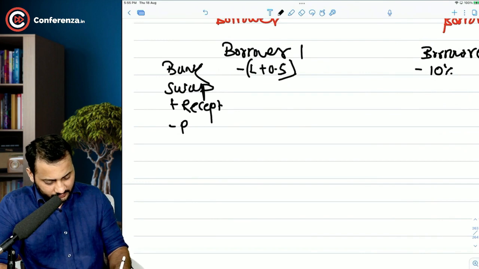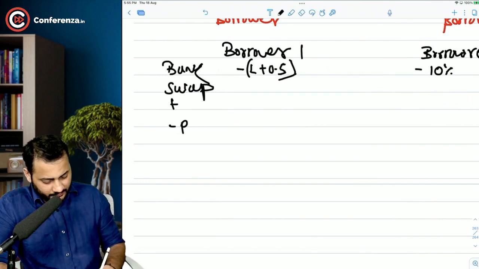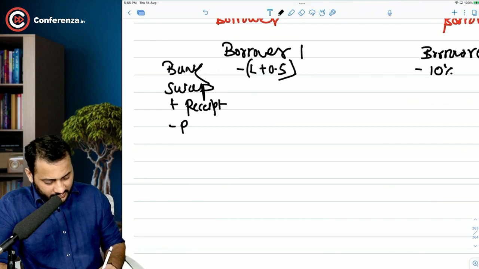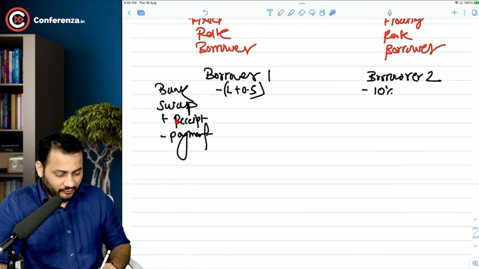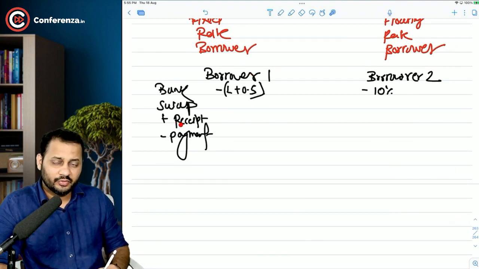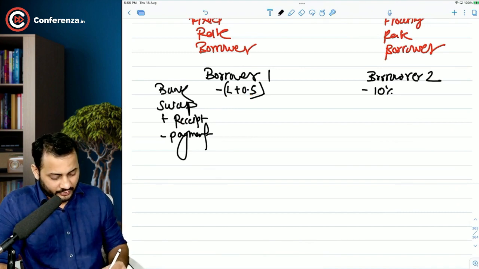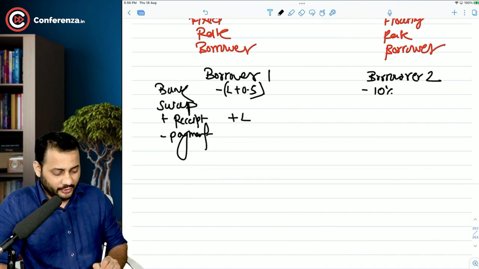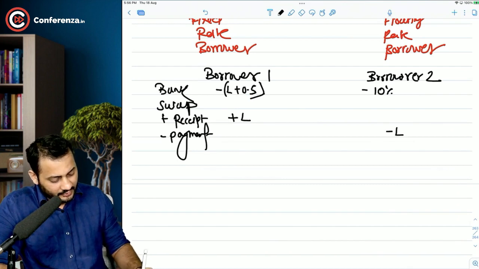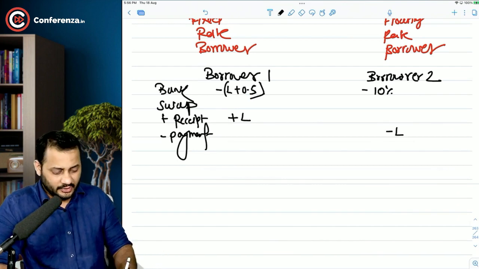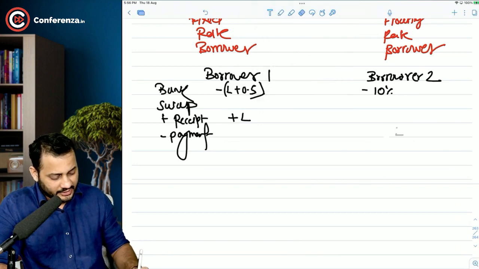And there will be some kind of payment. Simply, what are we going to receive? We, meaning borrower 1, is going to receive whatever he has paid to the bank. So LIBOR is the only floating amount that he has paid to the bank. Don't consider this 0.5 because this was fixed. This was already known. So he will receive the LIBOR from borrower 2. That means borrower 2 will pay the LIBOR to borrower 1. Am I right? If something is cash inflow to one party, it is a cash outflow to the other party.